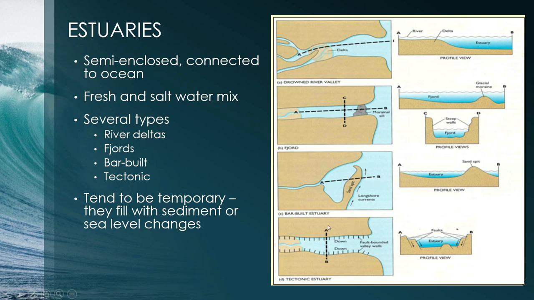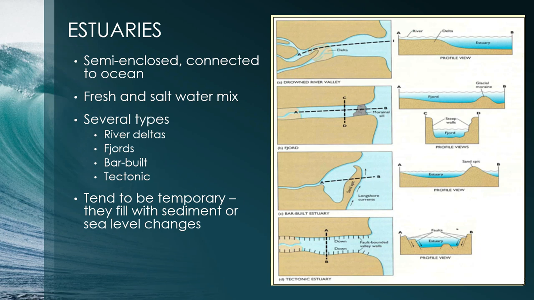And then a final example would be a tectonic estuary. And these happen in places where you have fault lines. This would be a fault line here, and this would be a fault line here, that in some way cause the land that was here to drop down. And when that drops down, water fills it.